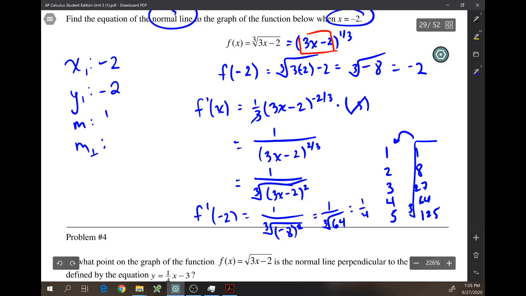So that's our slope. Our slope is 1/4, but our perpendicular, our normal line slope, then would flip it to 4 and flip the sign. So negative 4. So we get y plus 2 equals negative 4 times x plus 2. That's our normal line.